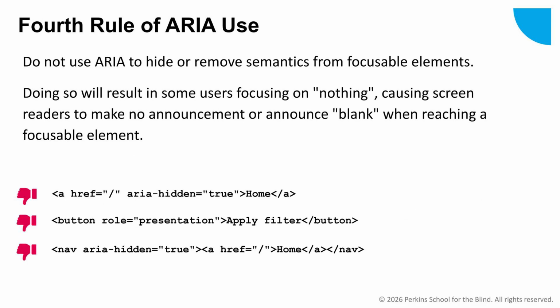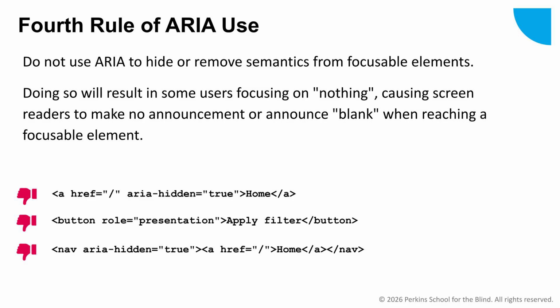The fourth rule of ARIA is don't use ARIA to hide or remove semantics from focusable elements. We'll take a look at some examples here, but doing so will result in some users focusing on nothing, causing screen readers to make no announcement or announcing blank when reaching the focusable element. Essentially, you're telling the screen reader that there's something here, but also telling it, don't pay attention to this.